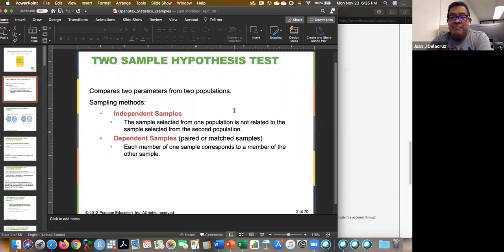We also have dependent samples. Dependent samples are also called paired or matched samples. Each member of one sample corresponds to a member of the other sample. For example, I want to see how good a teacher I am. So I'm going to give you a test at the beginning of the semester, and then I'm going to give you a test at the end of the semester. So I'm going to compare the pre and the post.